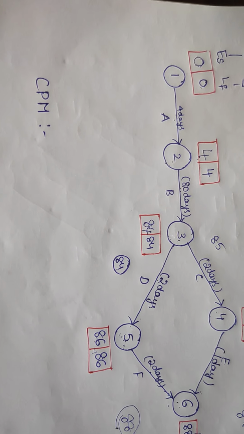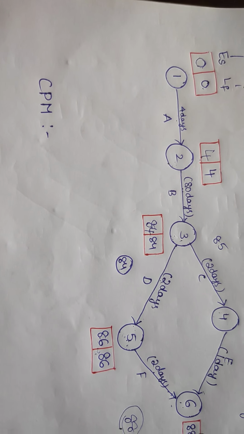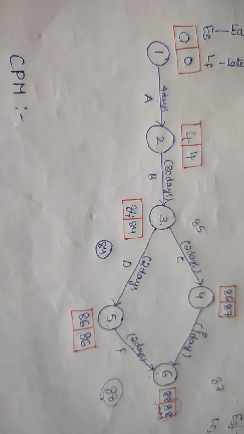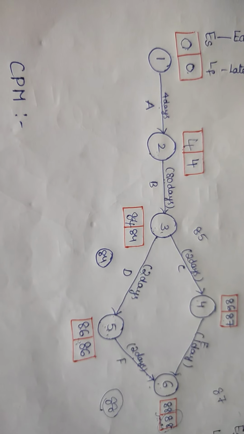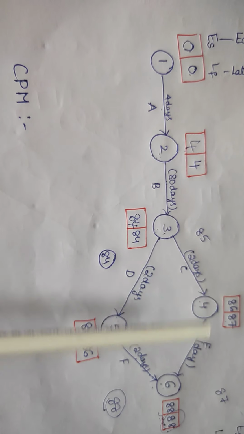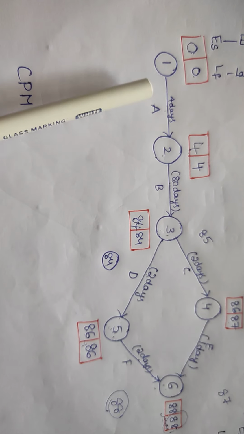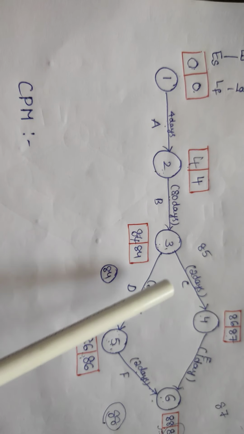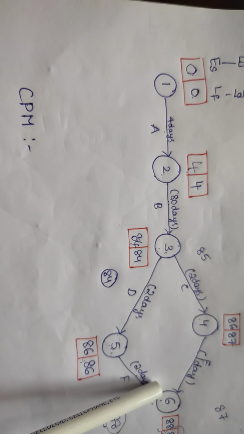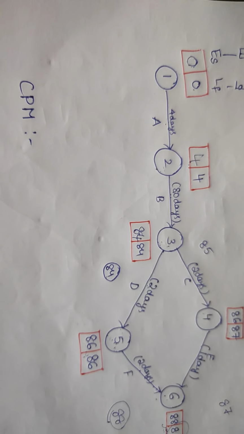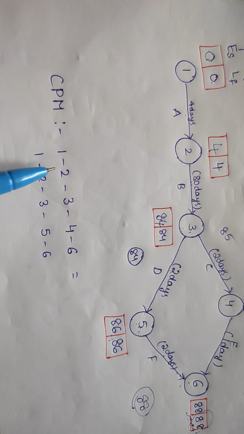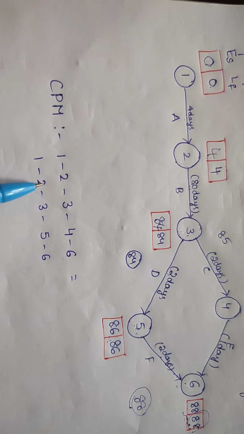Now we are calculating the CPM, that is critical path method. Critical path means that it is the longest distance in the network diagram. So here we have to calculate from 1 to 6. How many ways are there to go from 1 to 6? Here we have two paths: 1, 2, 3, 4, 6 and 1, 2, 3, 5, 6. So a total of 2 ways are there. Now we have to calculate the time duration for these 2 routes. So these 2 are the paths of this network diagram.